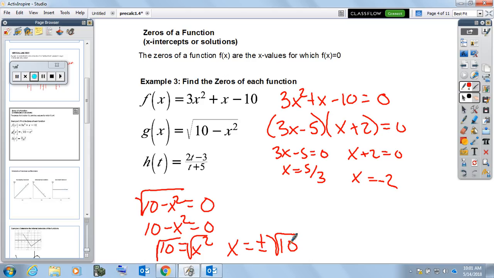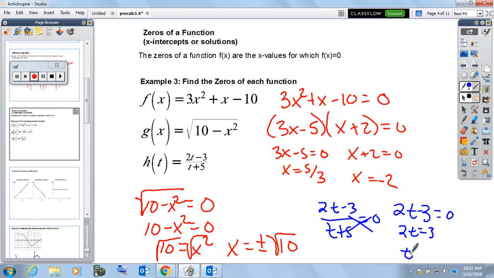All right, and then what about our last one? Let me change colors so we're not getting too confused over here. For our last one, h of t. So we have 2t minus 3 over t plus 5. Again, I'll set it equal to 0. Well, cross multiply in this example here. It's really a multiply by t plus 5 on both sides, but it's the same concept, right? And so we end up getting 2t minus 3 equals 0. Add the 3 over, and so we're going to have a zero in this case when t is 3 halves.